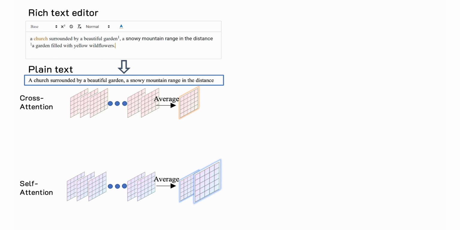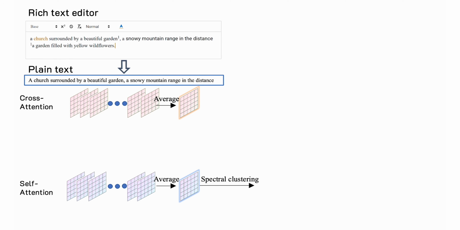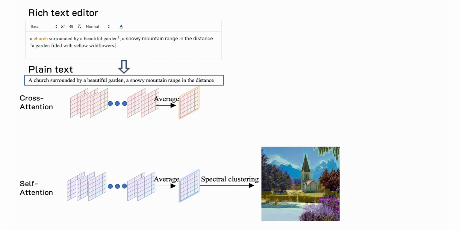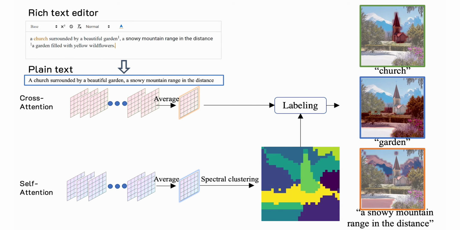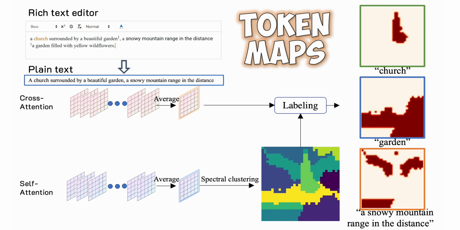To address this, we leverage the self-attention maps. The self-attention maps encode the association for each image location to all other image locations. Using this affinity matrix, we perform spectral clustering to over-segment the image into meaningful regions. We can then use the cross-attention maps to label these results to produce cleaner spatial maps for each token. We call these token maps.